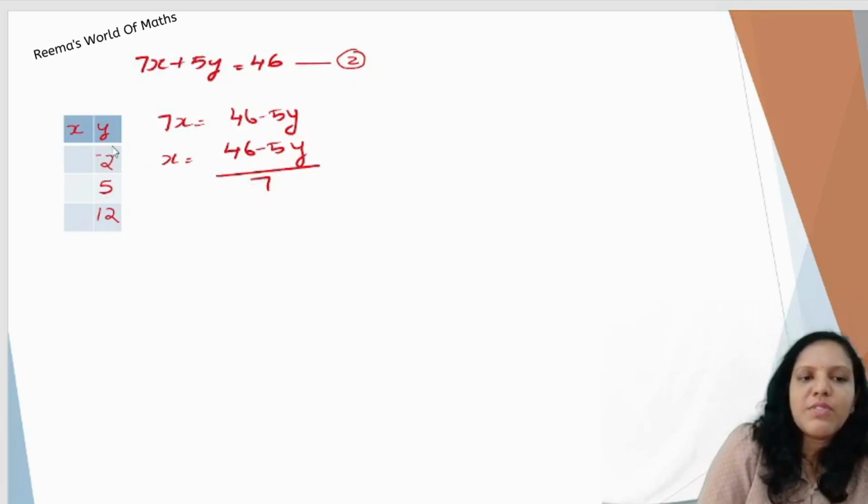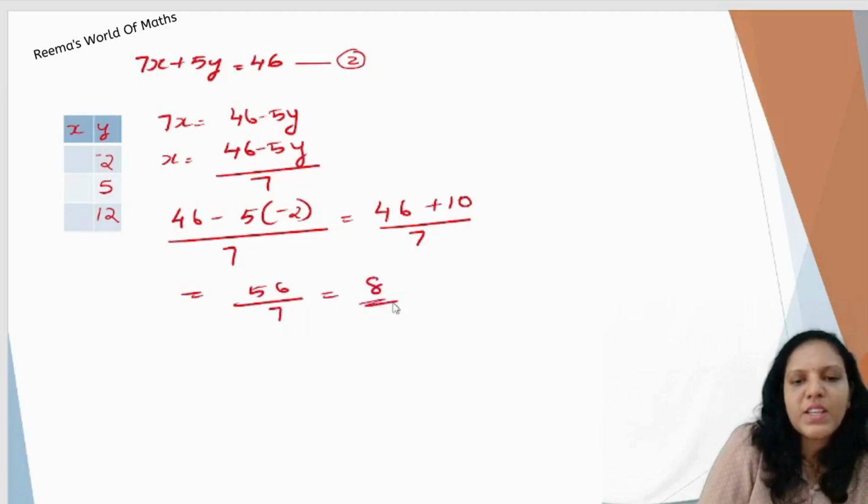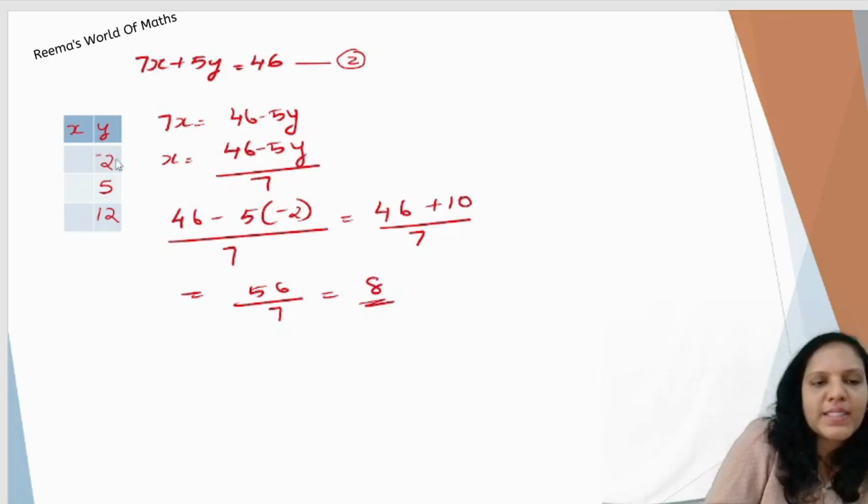So let's replace the value of y with minus 2. That will be 46 minus 5 multiplied by minus 2, divided by 7. So which is 46 plus 10 by 7, which is 56 divided by 7. So the value of x is 8.